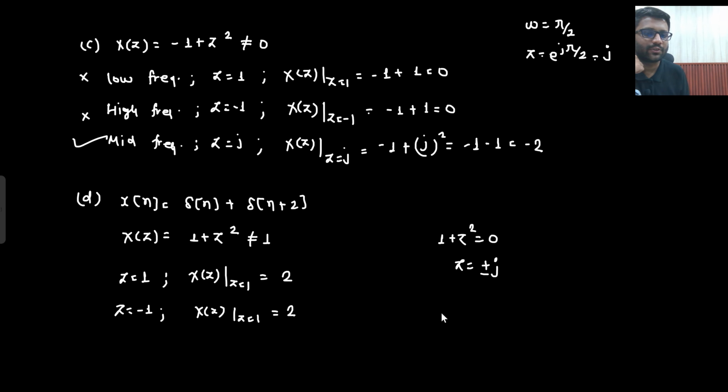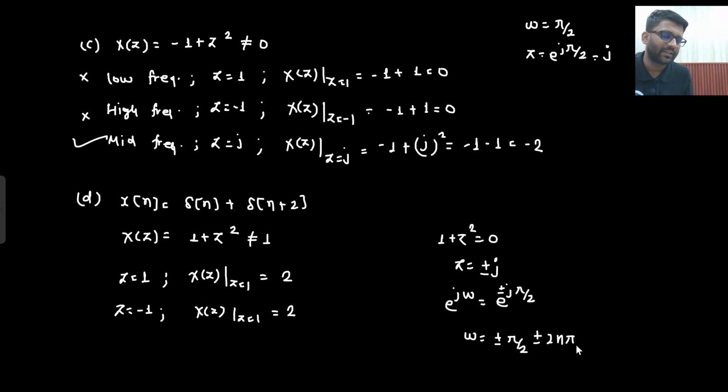And what is the meaning of z equals plus minus j? e to the power j omega, e to the power j plus minus pi by 2. So that means omega equals plus minus pi by 2 frequency will not pass. Only this frequency will not pass, which is omega equals plus minus pi by 2, along with that plus minus 2n pi as well. Why is that so? Because it will be periodic with 2n pi. So you can say that some mid frequency will not pass.